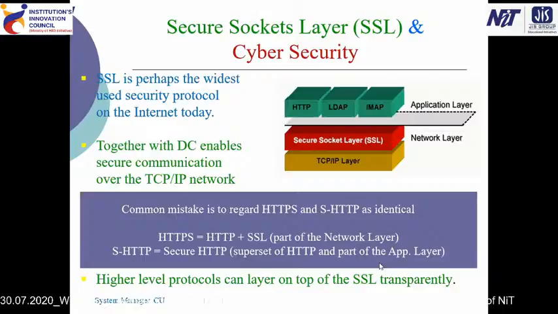A common mistake is to disregard the HTTPS. S is for secure, and HTTP is the insecure one. The earlier one is very authentic. This one is an authentic and secure site. If you get the HTTPS but it is denied, okay. HTTPS is HTTP plus secure socket layer. This is part of the network layer, so higher level protocols can layer on top of the secure socket layer transparently. Okay, next.